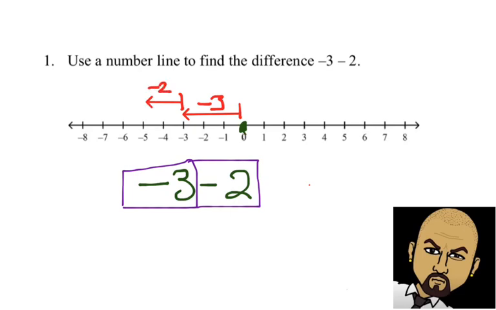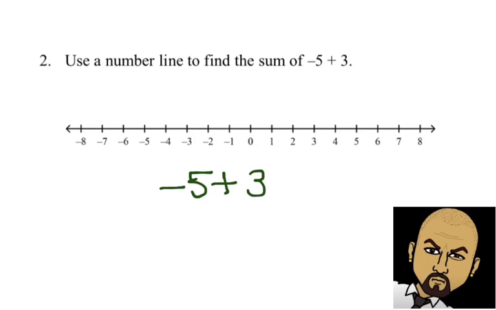And so where does that leave you on the number line? Well, it leaves you at -5. So the answer to -3 minus 2 is -5. And you can see on the number line, you're going back 3 and you're going back 2. There are multiple ways to represent it, but this is the first introduction in 7th grade.